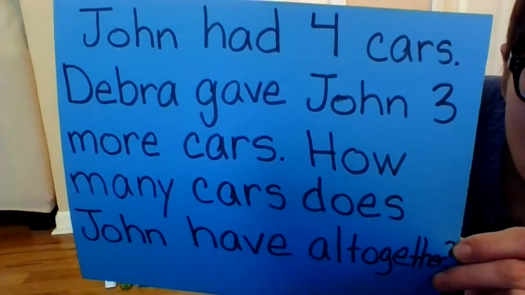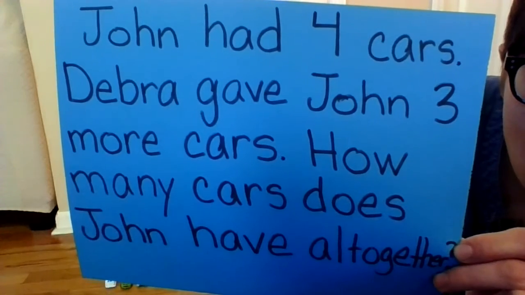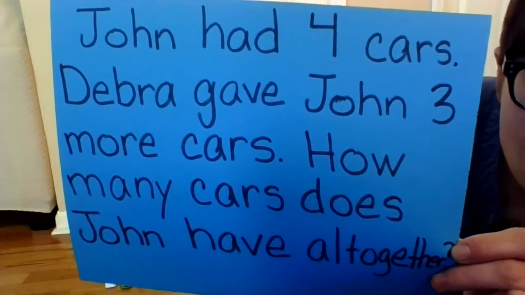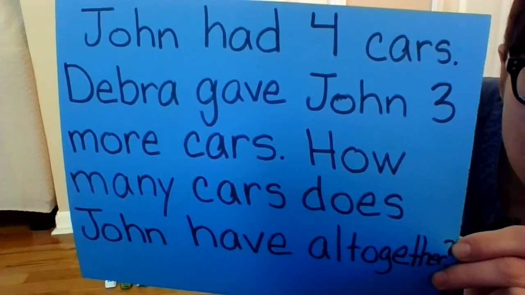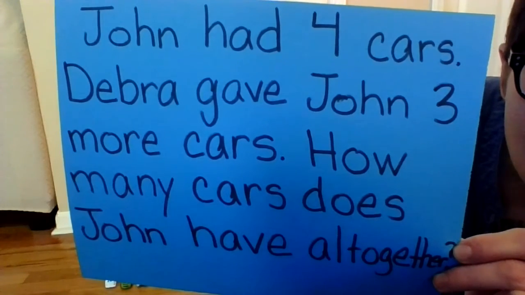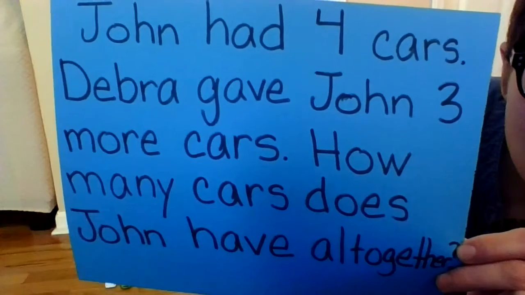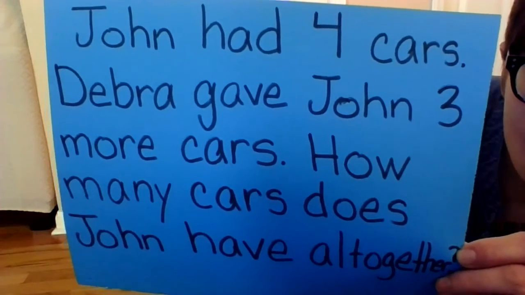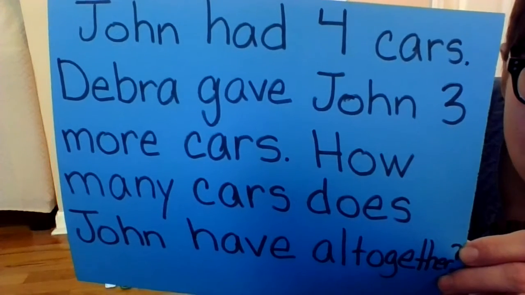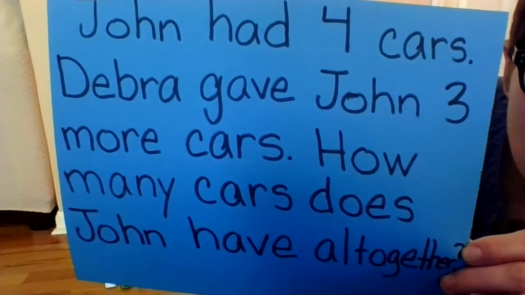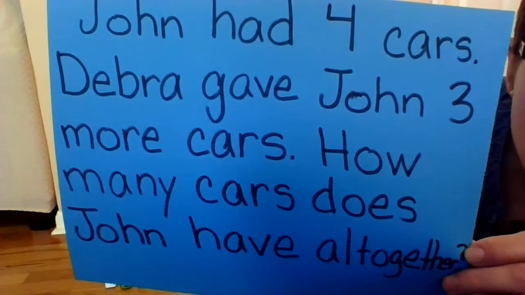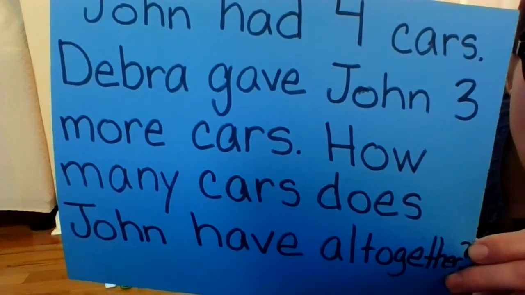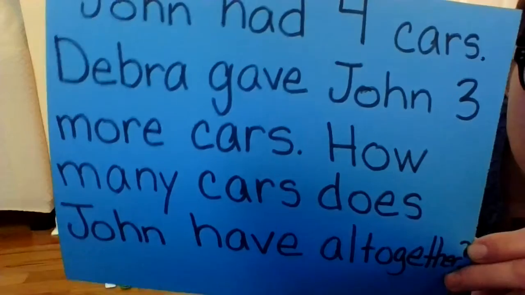John had 4 cars. So I want you to close your eyes and think about and picture 4 cars. Let's think about toy cars. Okay? Keep your eyes closed while I read the second part. Deborah gave John 3 more cars. So in your mind, you should be visualizing he had 4, John had 4, then Deborah gave him 3 more. How many cars does John have altogether?